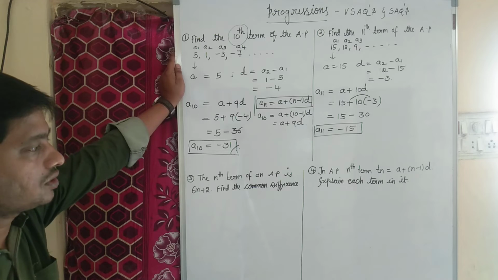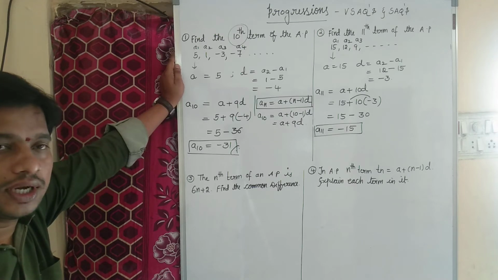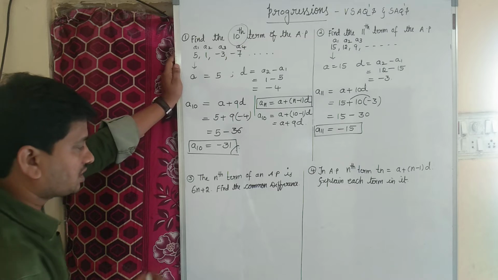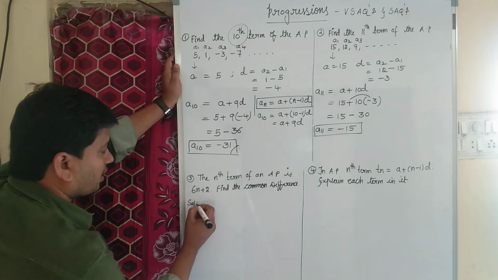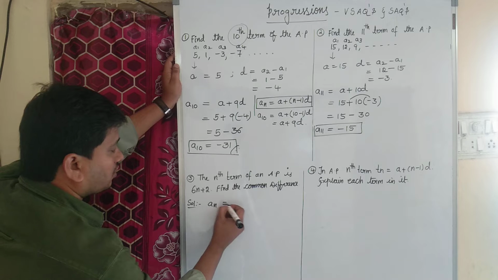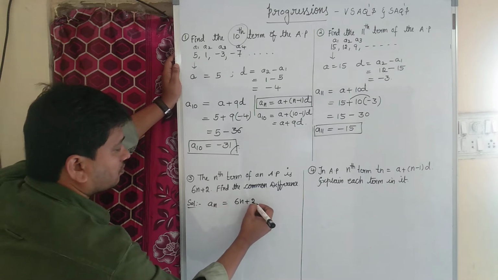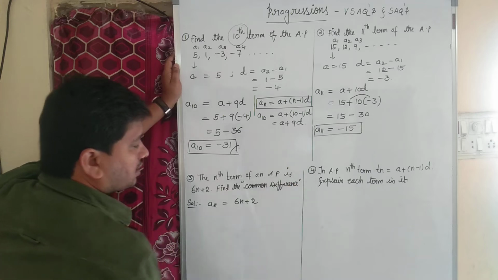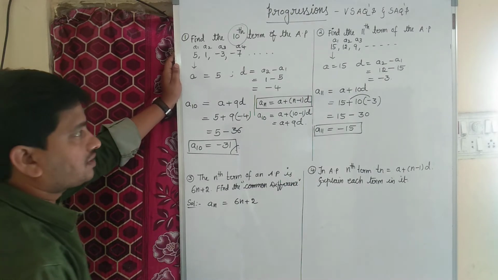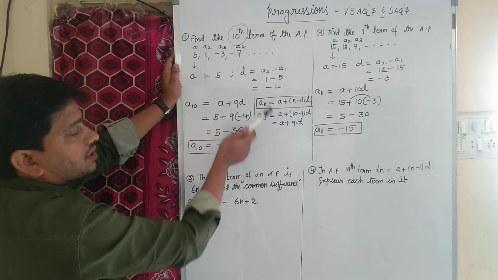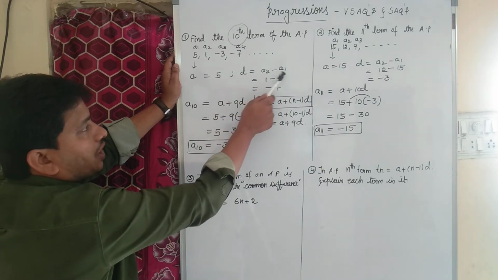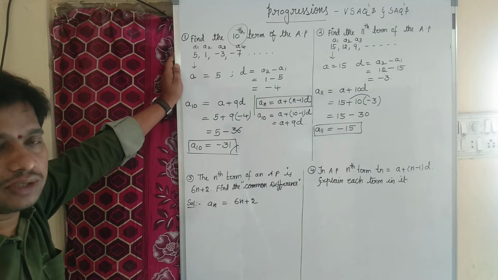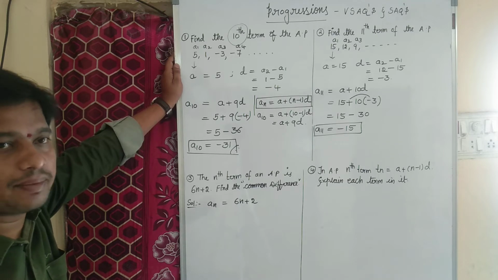Now coming to third question. The nth term of an AP is 6n plus 2. What is given? Nth term of an AP equal to 6n plus 2. And they are asking to find the common difference. Right? As we know that, how to find common difference? Common difference D equal to A2 minus A1. If we know the first term and second term, we can find the common difference.